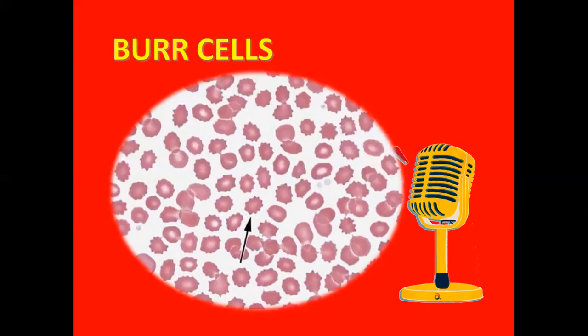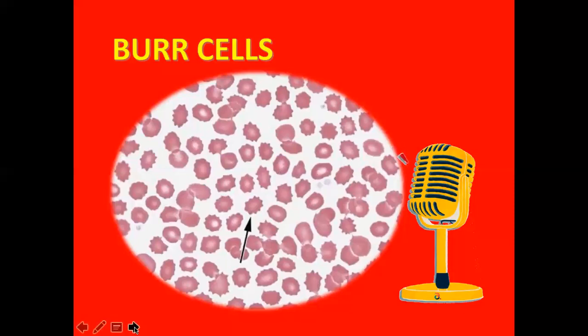And aside from that, these burr cells can be drug-induced. Examples of the drugs that can be associated with burr cells are mesna, 5-fluorouracil, and benzodiazepines. So those are burr cells.